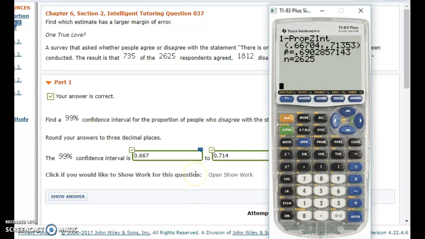Okay, there were some questions about rounding. This will help with the Wiley Plus homework. So you can use that to find different intervals, whatever confidence interval you want.